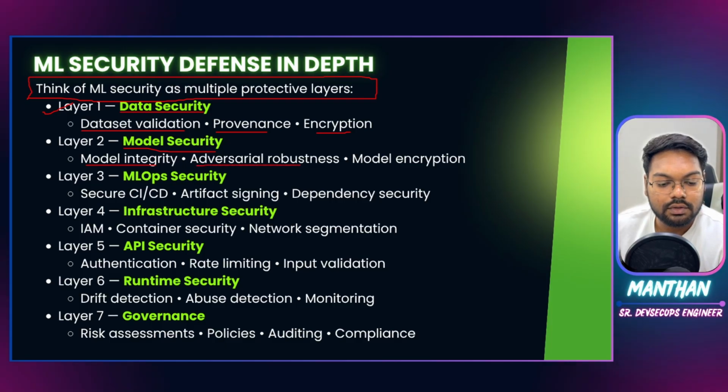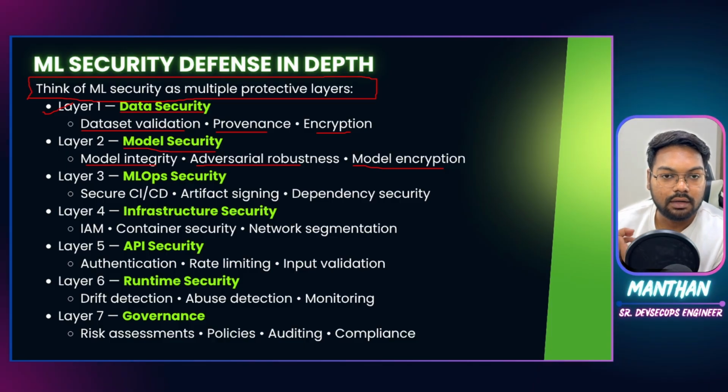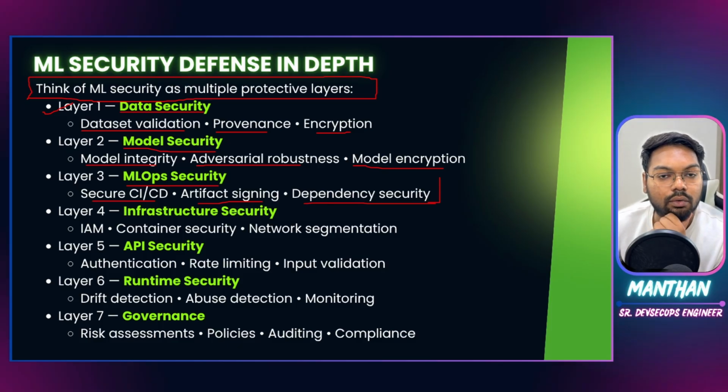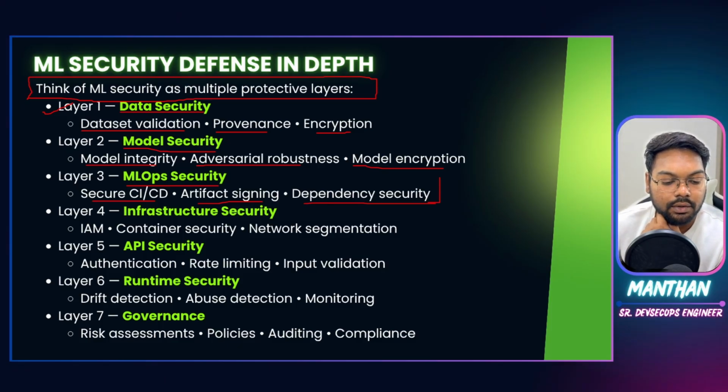We would also test adversarial robustness using different tools, so that models are not creating certain outputs that they are not meant to. Then model encryption can also be done, so that no one could get the model and then tamper with it, or extract certain information from that model. Then layer 3 is ML ops security, which is to create secure CI/CD, then artifact signing, and then dependency security checks for this model code or whatever we are using to build it.